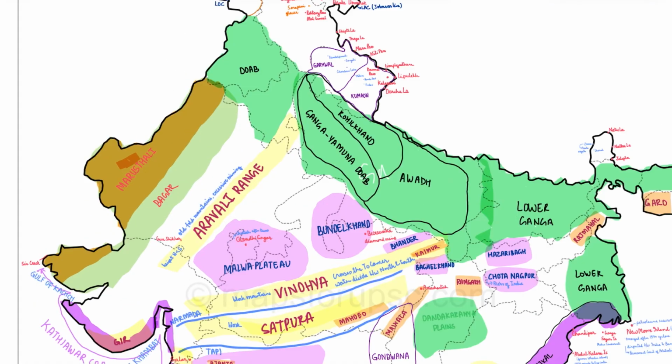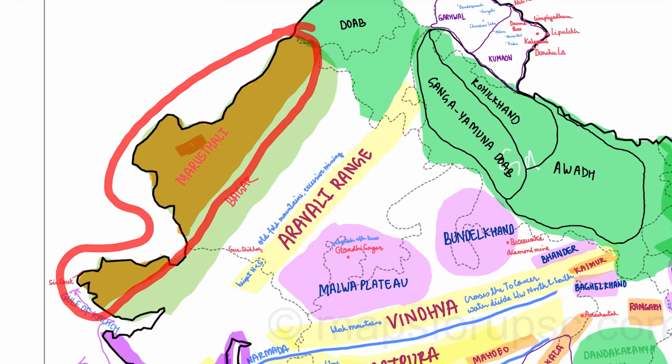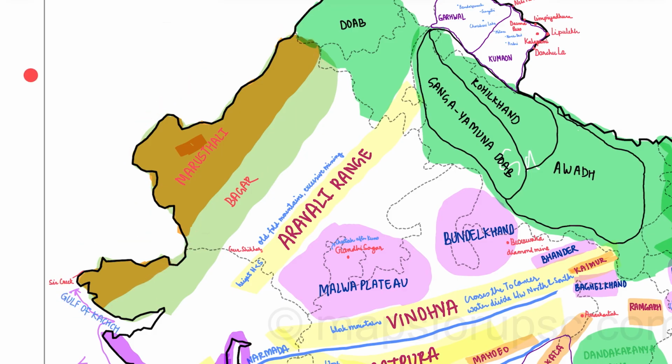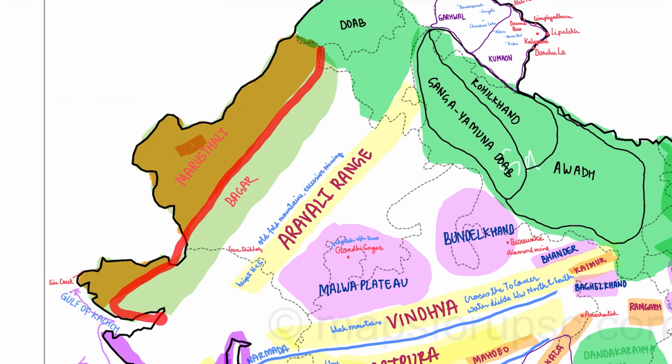So we're left with a desert area. As you might know, this region right over here is the Great Indian Desert, or known as the Thar Desert. So this is also called Marusthali, and right next to it we have the Bhabar region, which is semi-arid.